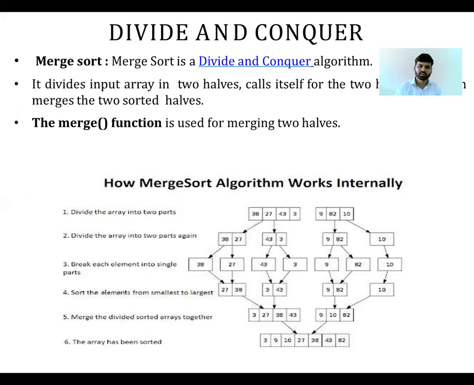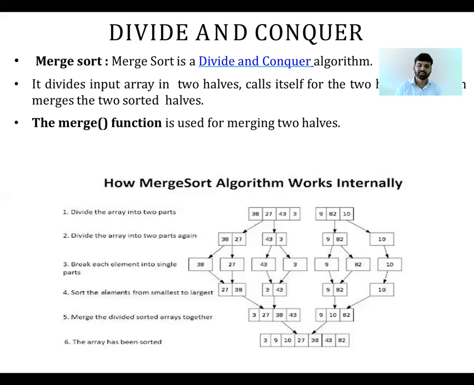Merge sort. Merge sort is a divide and conquer algorithm. It divides the input array into two halves, calls itself for the two halves, and then merges the two sorted halves. The merge function is used for merging the two halves. Let's see how the merge sort algorithm works internally. This is a good example of merge sort.